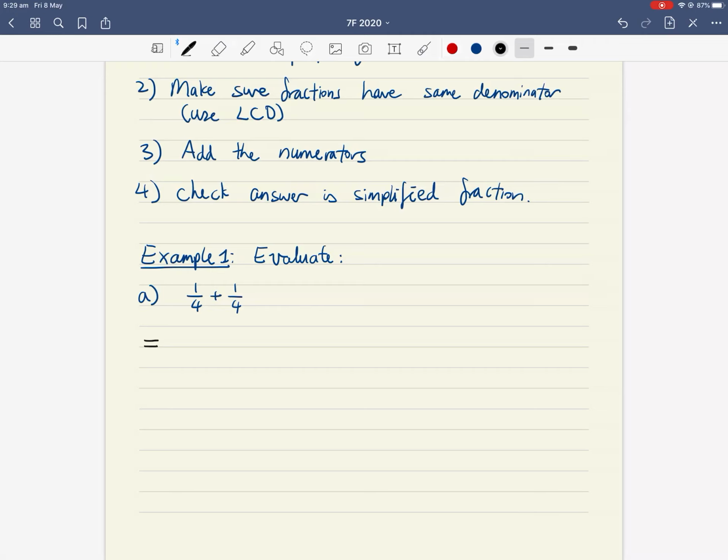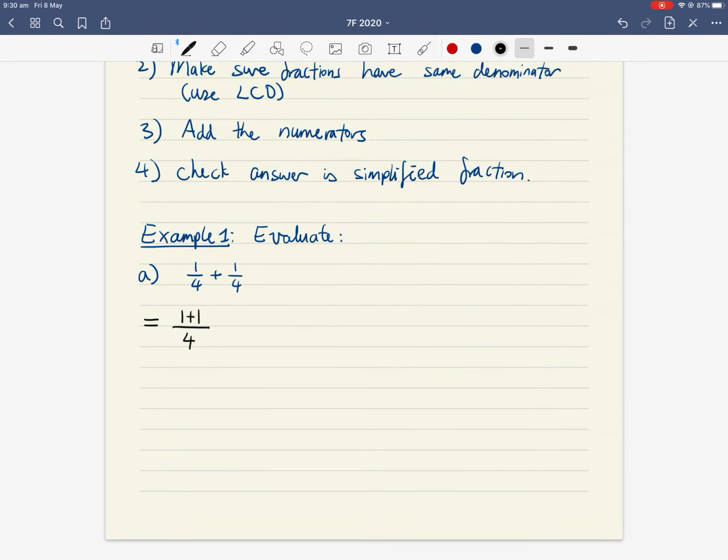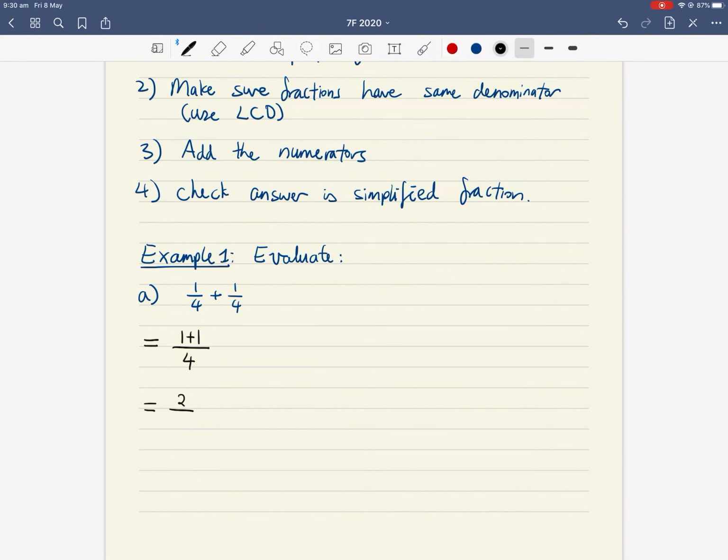Yes, because they're both the same denominator of 4. Step 3, add the numbers on top. So 1 plus 1. Do not add the bottom numbers. Just keep it the same because they're the same denominator. So it's 1 plus 1 all over 4. So then 1 plus 1 is 2 over 4. Step 4, check, is your answer simplified? No, because 2 and 4 are both even, so I can divide top and bottom by 2. So I can simplify that to be 1/2.